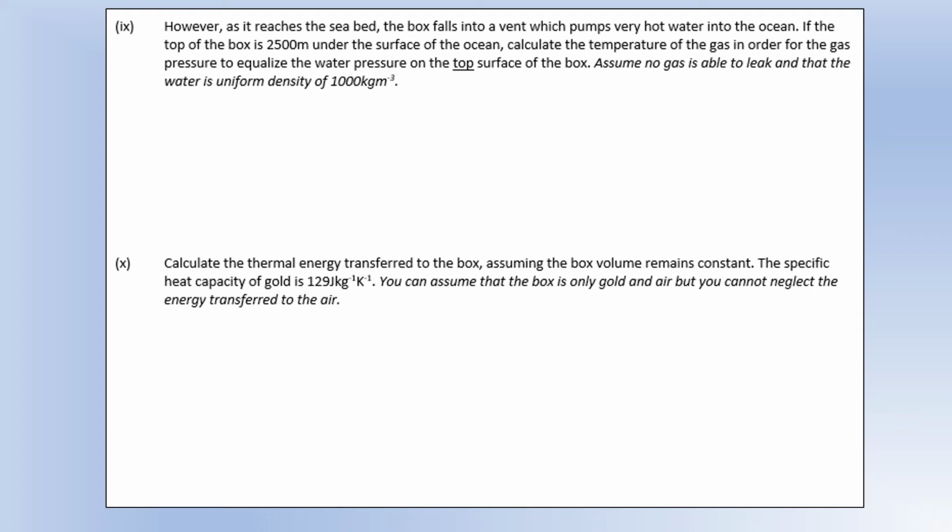Okay, so the first thing we can do is calculate the pressure on the top of the box, and this expression here would calculate that. So based on the height of the water column above the box times the density and times g, that gives us a pressure of 2.45 times 10^7 Pa on the outside of the box.